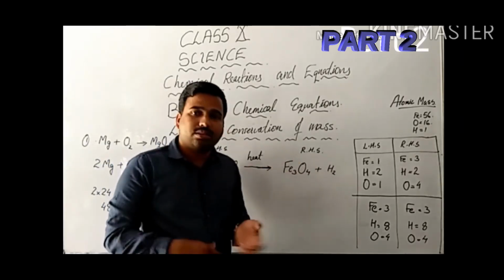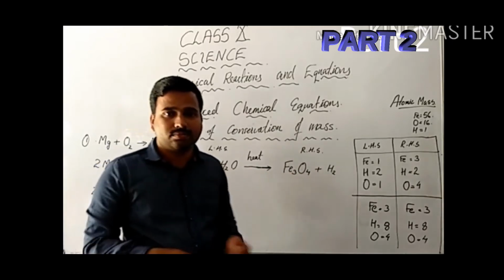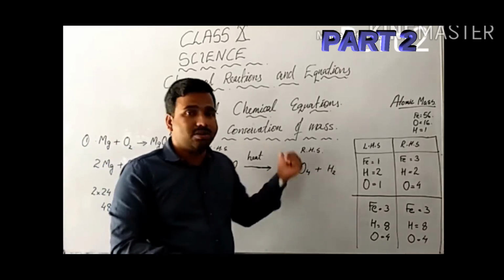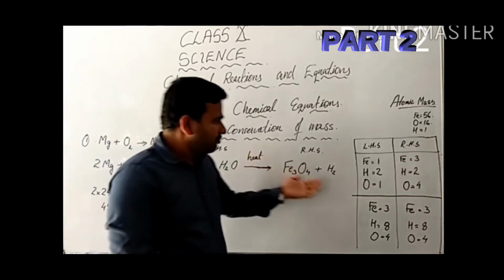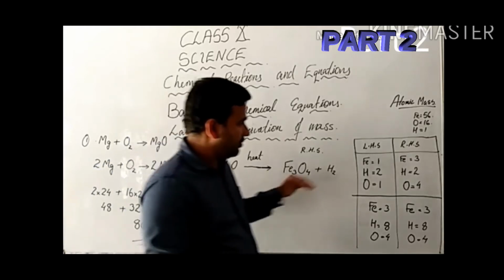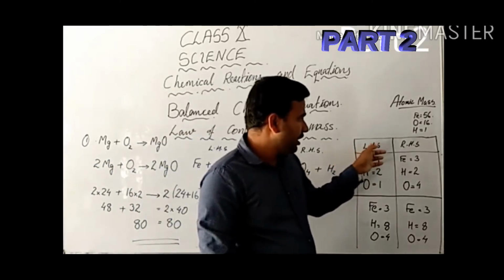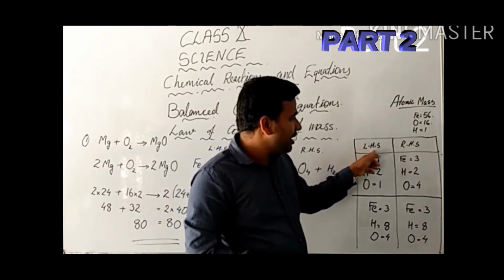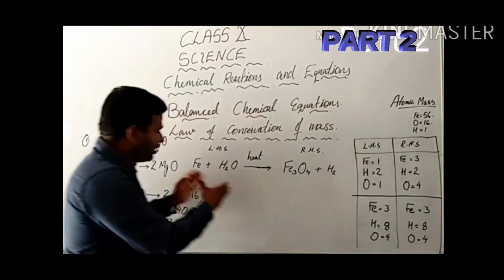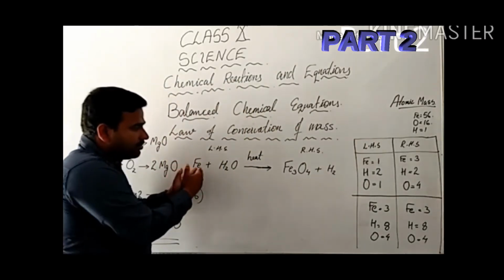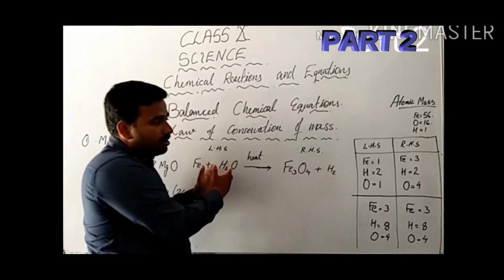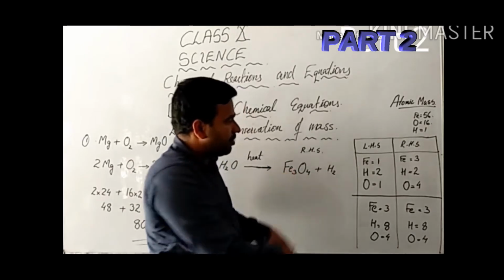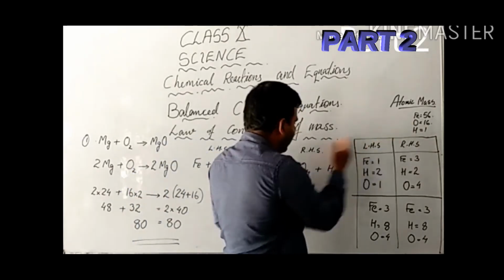Can you now say whether this is a balanced chemical equation? No. So we need to balance this chemical equation, then only it will be chemically correct. For that, the first thing we need to do is make two boxes just like this, and write LHS, left hand side, what we have got on the left hand side, that is iron plus water. Then on the right hand side, we have got Fe3O4 and hydrogen.